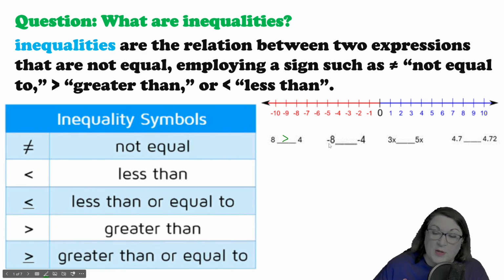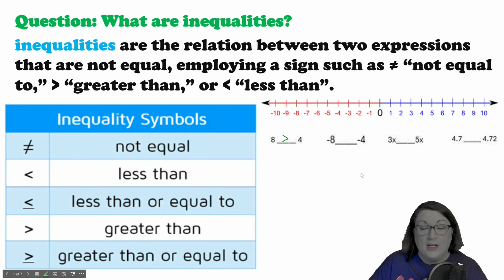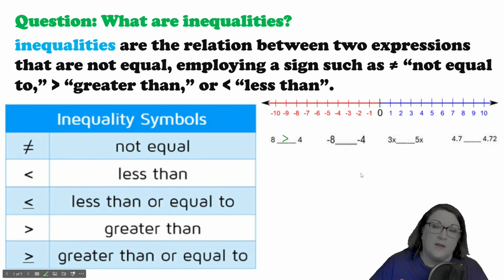If you look at the next one, -8, -4, -8 is actually less than -4. The more negative a number is, the smaller it is. So -8 is definitely less than -4. So when we do that symbol, the pointy end is pointing towards the -8. This is the less than symbol.